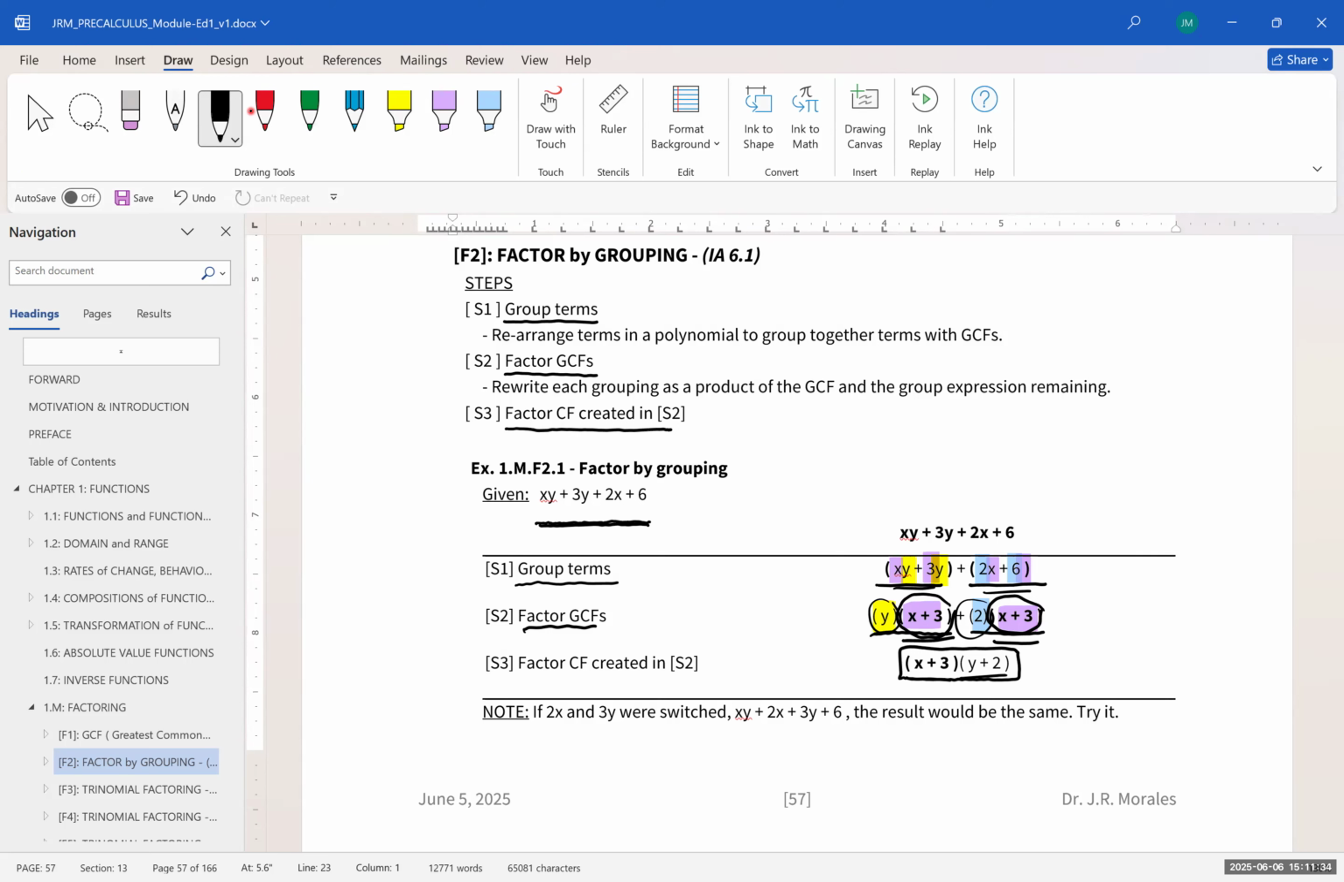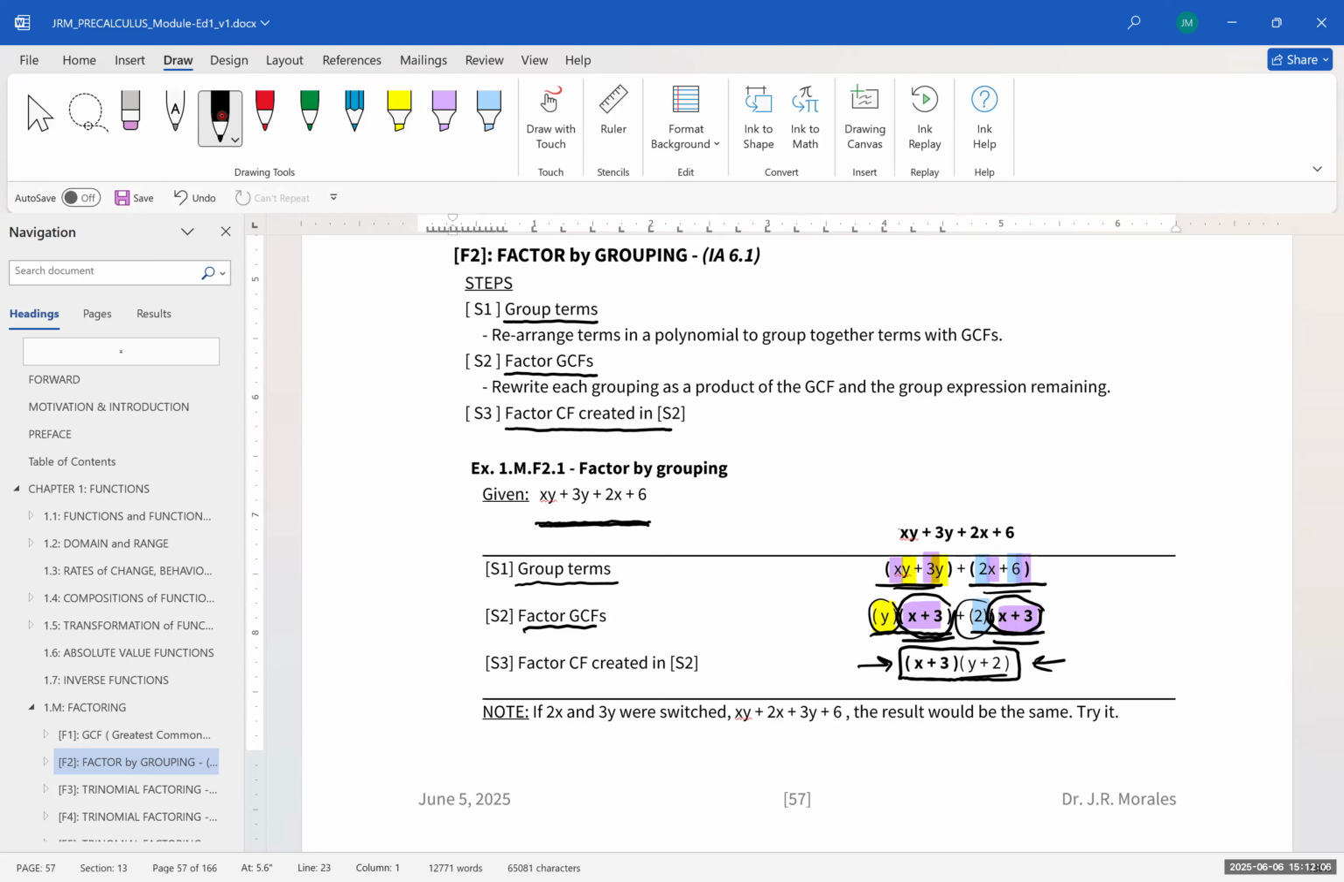Being able to take an expression like this and rework it into this form may allow us, in rational equations and rational formulas, to cancel some of these expressions out between a numerator and a denominator. So this is a very useful skill to develop here.